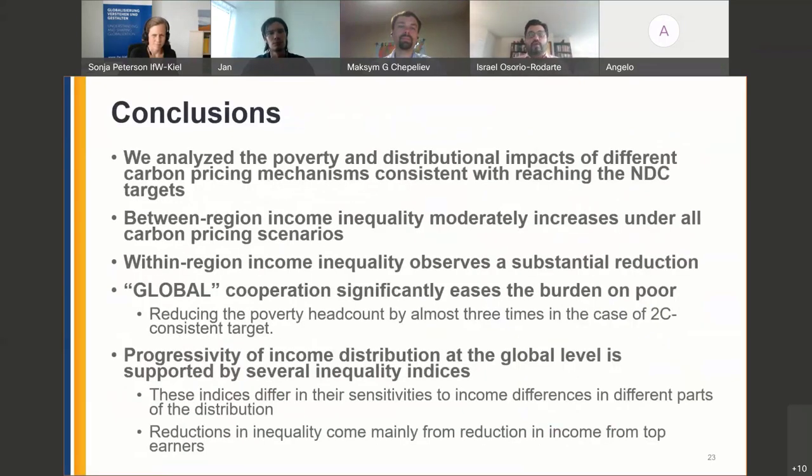So, to conclude, we analyzed the distributional impacts of different carbon pricing mechanisms. We found progressivity of income distribution at the global level, supported by several inequality indices. There is moderate evidence of between-region increasing inequality.